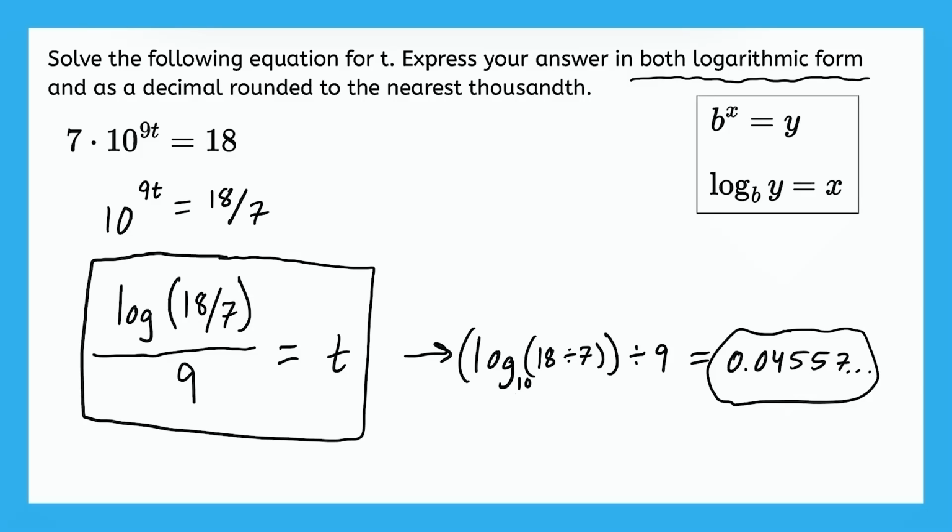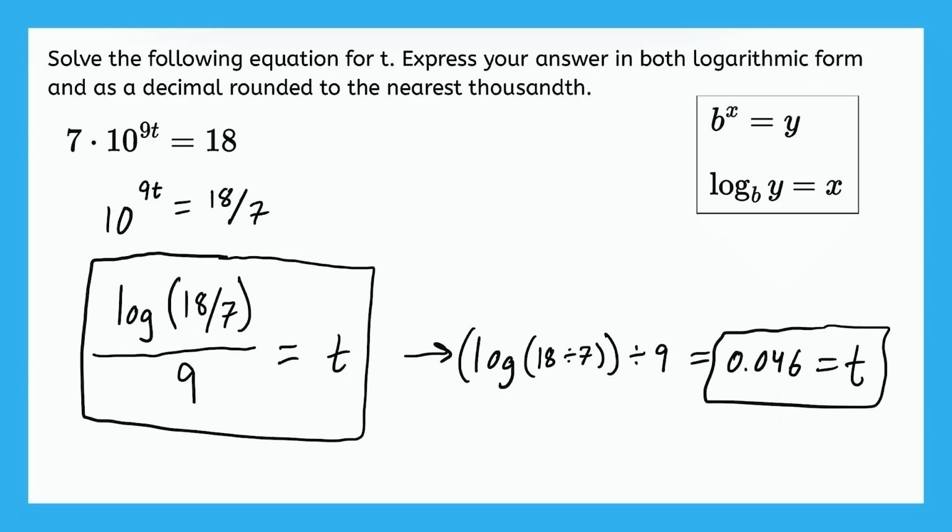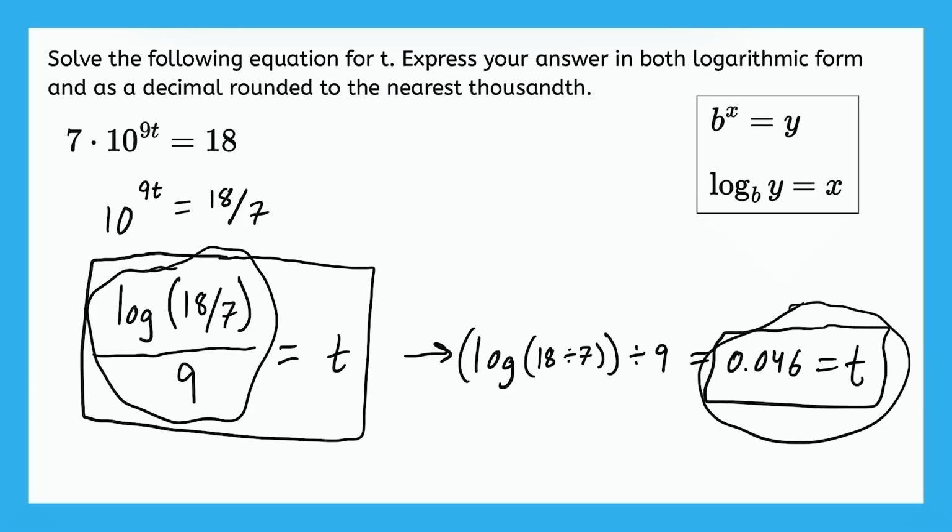That's how the calculator understands it when we click the log button. All right, now let's do our rounding. Right here is the thousandths place. So what is the number after the thousandths place? It is a 5, which means that this number in the thousandths place goes up to a 6 because of this 5 making it go up. All right, there it is. We now have expressed t in logarithmic form and as a decimal, rounding to the nearest thousandth.